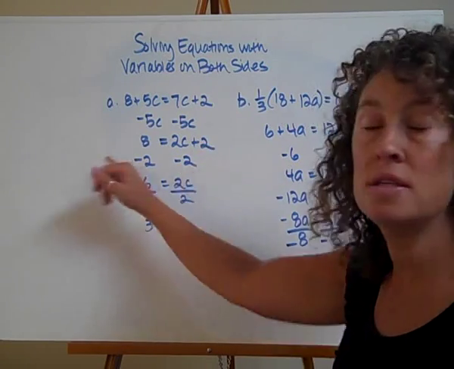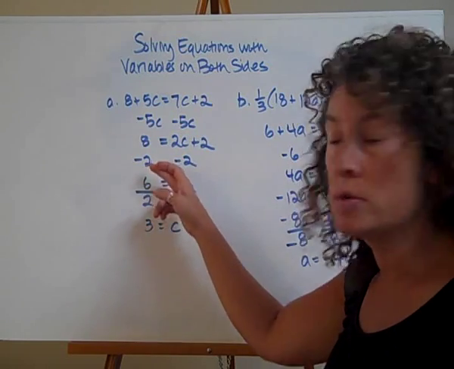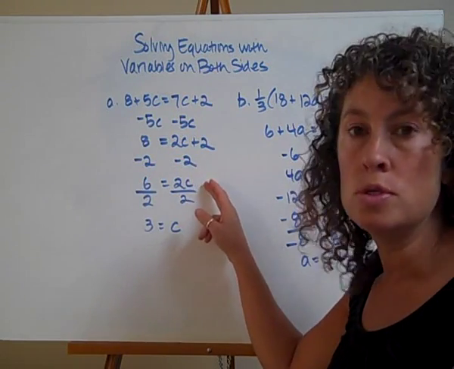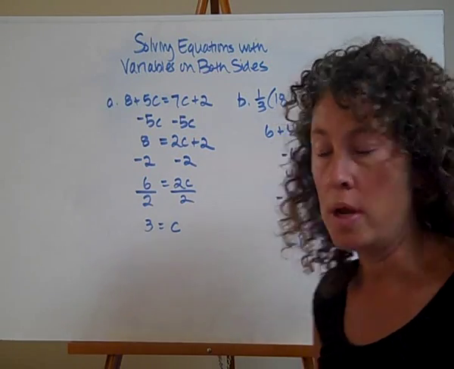Now I want to get all the constants on the other side away from my variable. I'm going to subtract 2 from both sides. I end up with 6 equals 2c. Now it's straightforward, just divide by 2, and I end up with c equals 3.